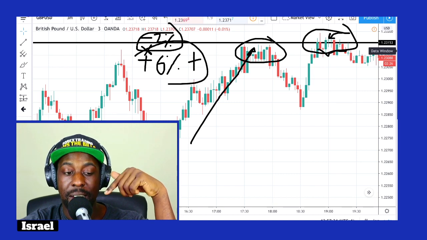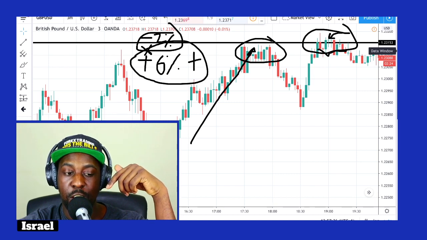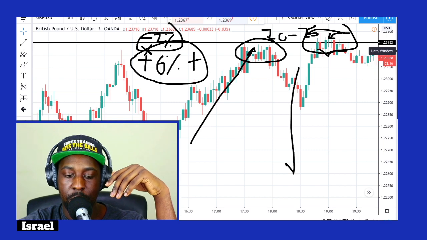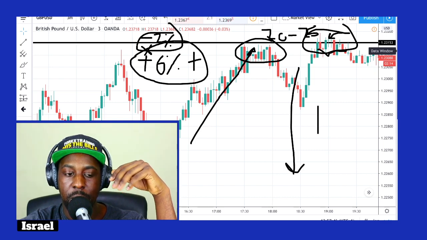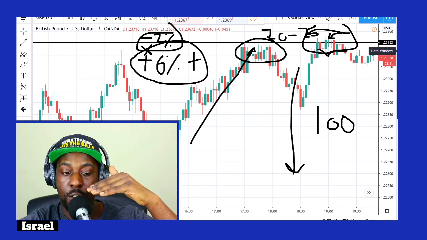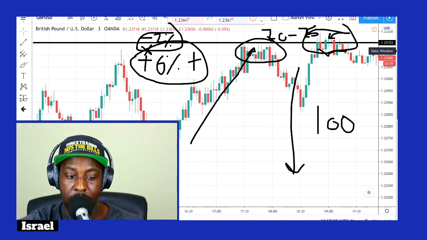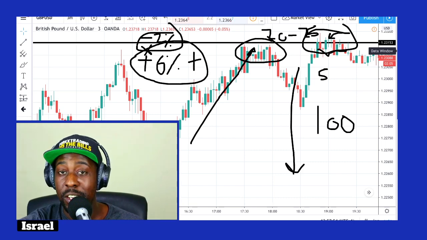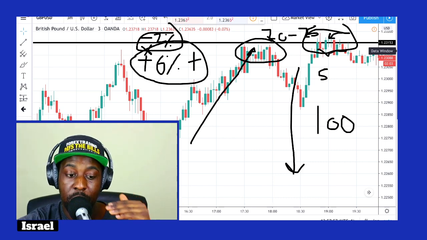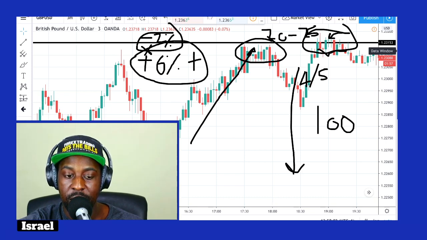So we were talking about this yesterday. This is potentially like a 20 to 25 pip stop loss, right? But how much was the target all the way down? The bottom of the move was 100. So you're talking about space for at least 5 to 1 risk to reward, or even just a little bit smaller, which would be 4 to 5 to 1 risk to reward. Okay, R to R, for the technical people out there.